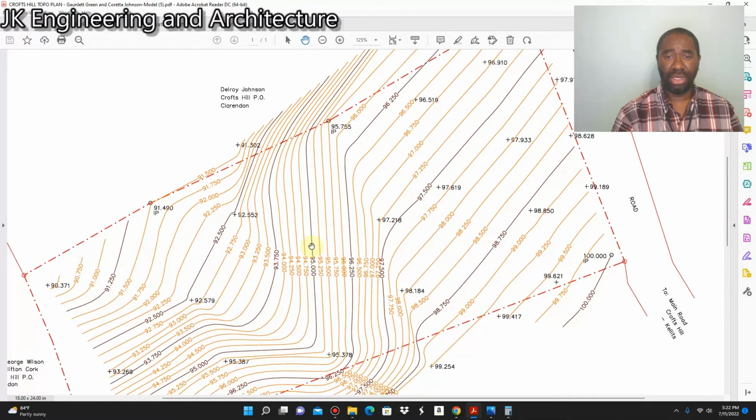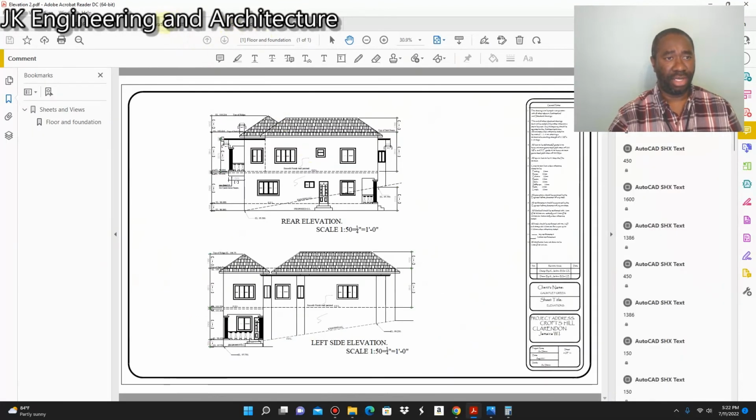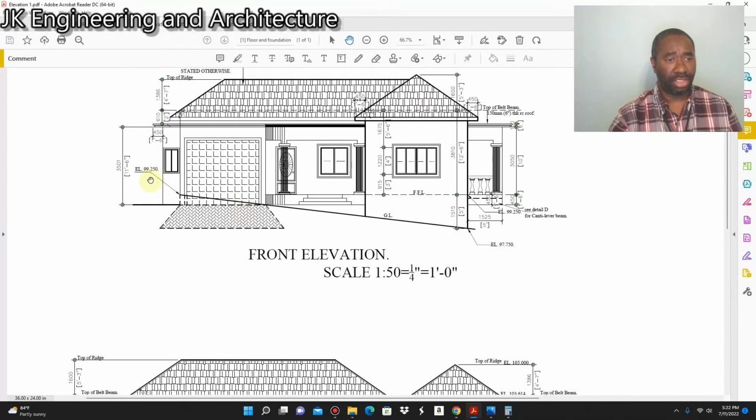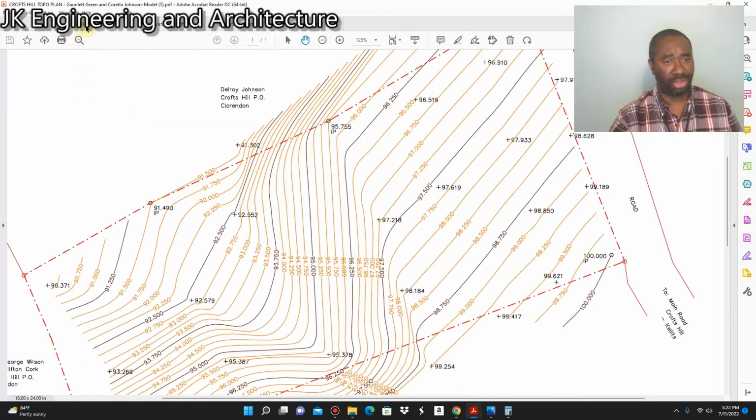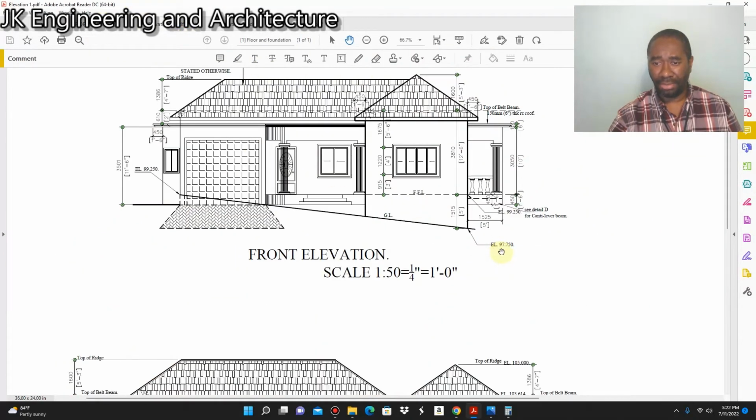This information is vitally important to the architect, and the architect can decide how much split level the building is going to need for it to come to one floor level. So I'm going to show you one of the buildings that I've designed for this property. So the front elevation of this property cuts the line of 99,250 at one corner, and the opposite corner is 97,750. So if we go back to the contour map, the building is going to intersect this 99,250 on one side, and the other side is going to impact the building at an elevation of 97,750.